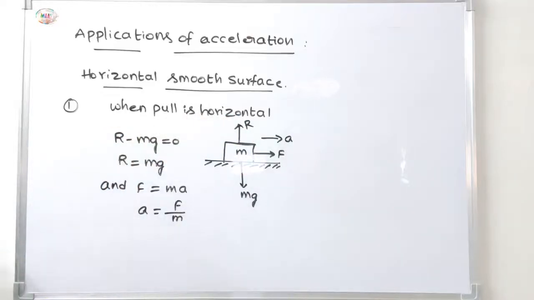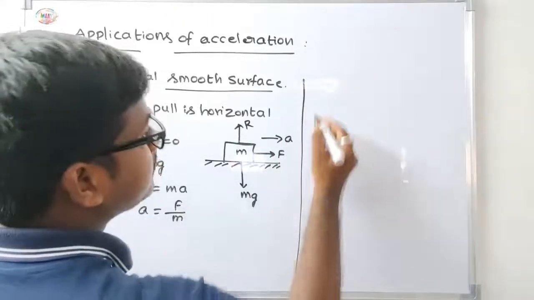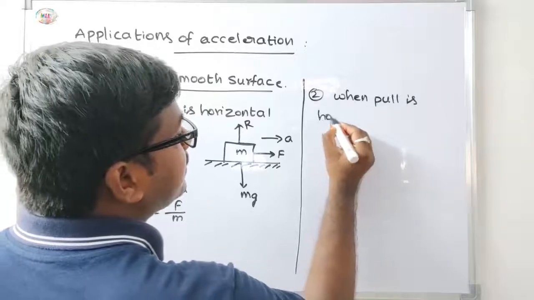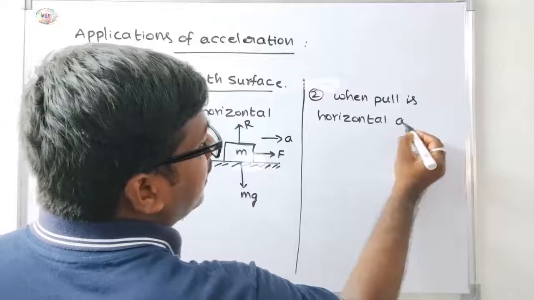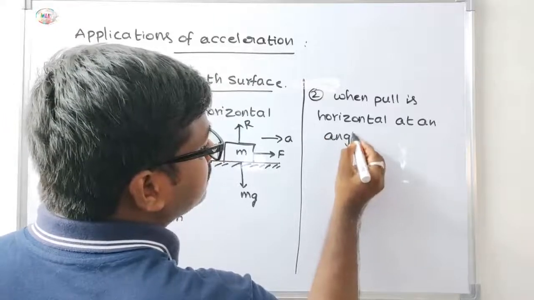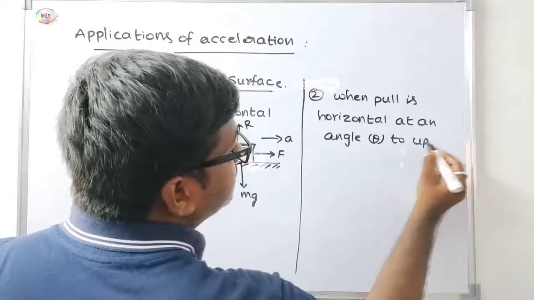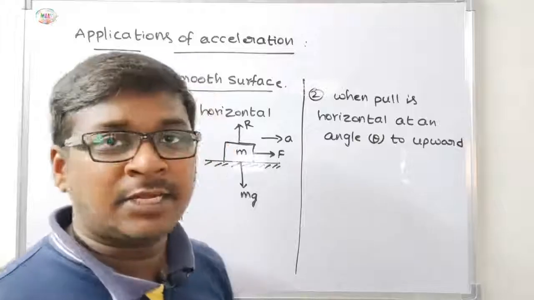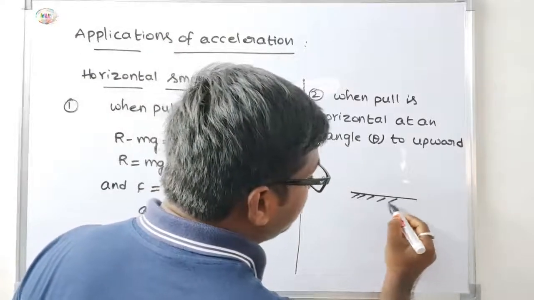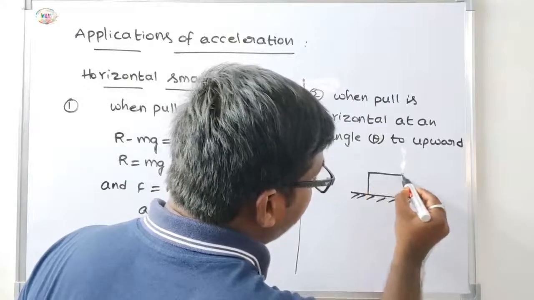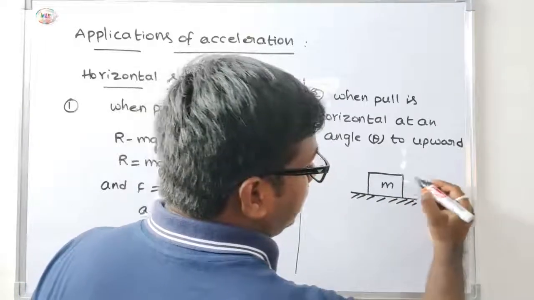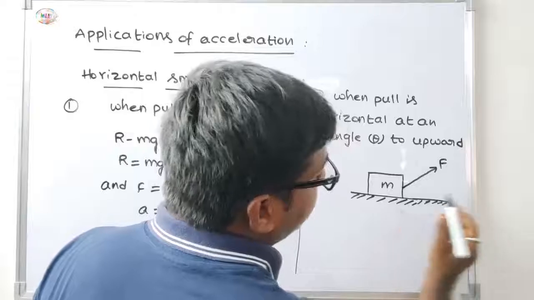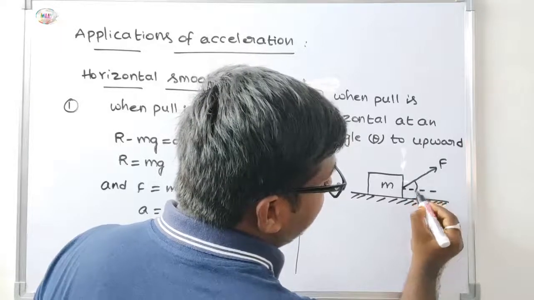Next, when a pull is acting at an angle theta upward. A force is acting on a block of mass m in this way, and the block is moving in this direction, making angle theta.